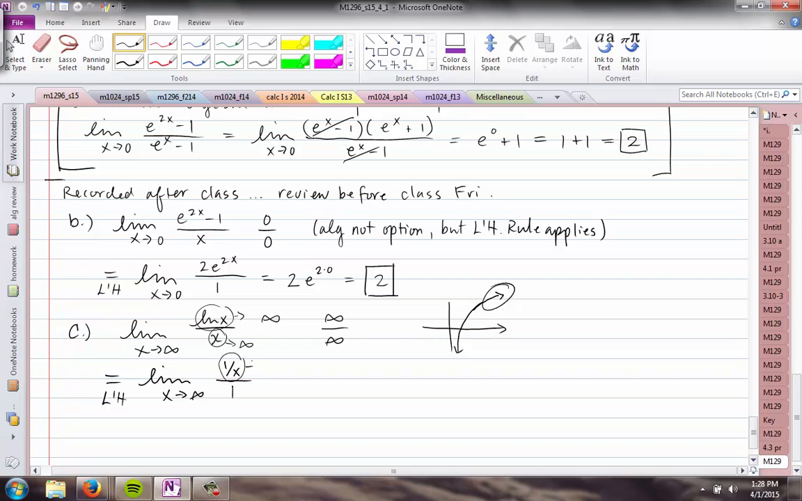We learned with theorem 5, which we used a lot in section 2.6, limits at infinity, that the limit as x goes to infinity of 1 over x is 0. So we have 0 over 1 here, which is 0. And in this one too, algebra was not an option to solve. The point here is that L'Hopital's rule is allowing us to do a limit that we couldn't do directly by algebra.